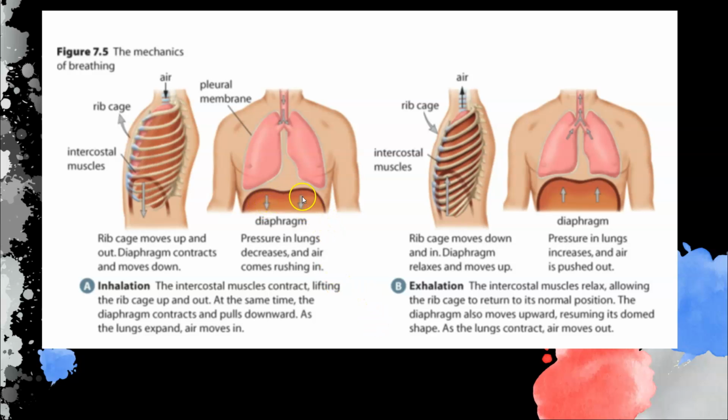Here's my diaphragm. In order to create space in my thoracic cavity, the area where my lungs are, I need to create that space. So I need to move this muscle out of the way by pulling it down. So it contracts, it pulls down.